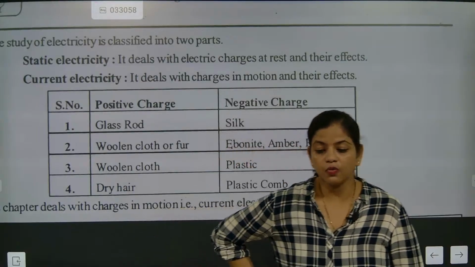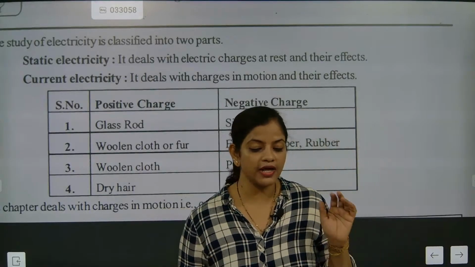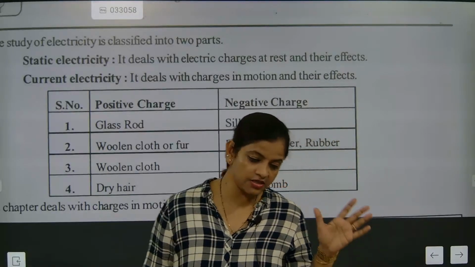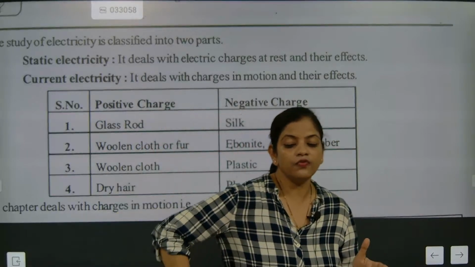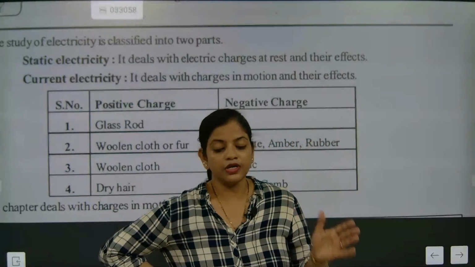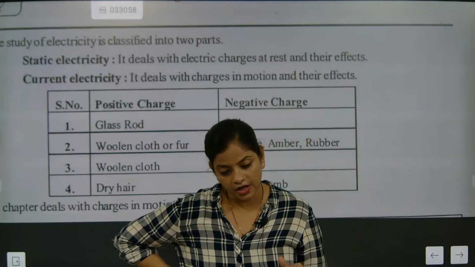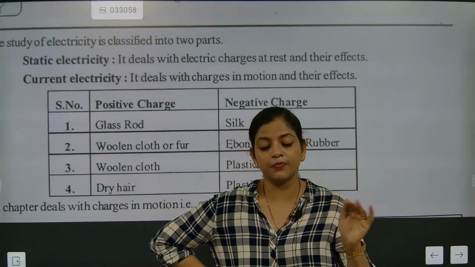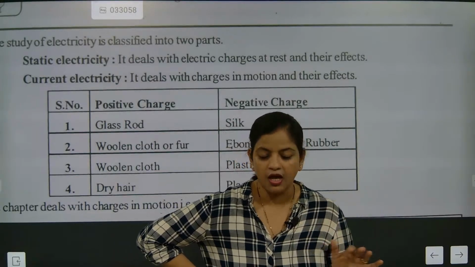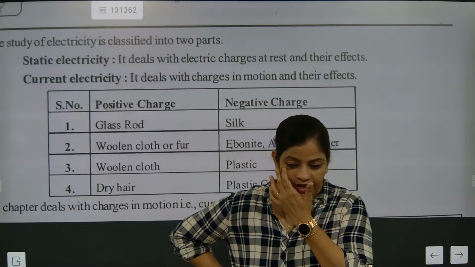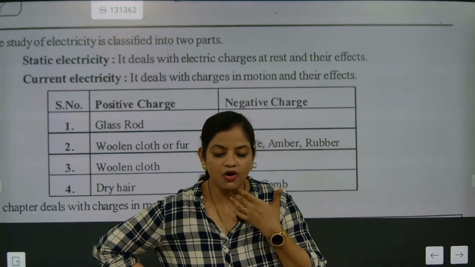Now look here. What we are going to do is glass rod and silk. We were talking about static current and current electricity. These are the two topics. When you talk about static current, you need to understand that it is the current that is processed on the surface of the body. Current electricity will be present inside the wire. Okay, so that's different.